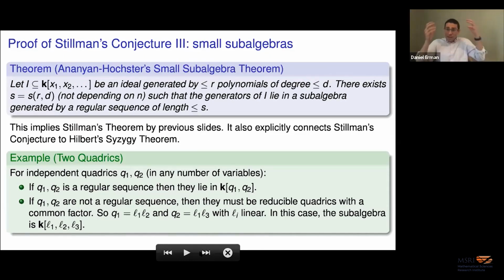All right. So again, I just want to emphasize before I flip the slide that earlier I said Stillman's conjecture was like a version of Hilbert's Syzygy theorem as n went to infinity, and this small subalgebra theorem explicitly connects the two. It shows how the proof of Stillman's conjecture is leveraging Hilbert's Syzygy theorem for a polynomial ring in S variables, and it's using it in this way.